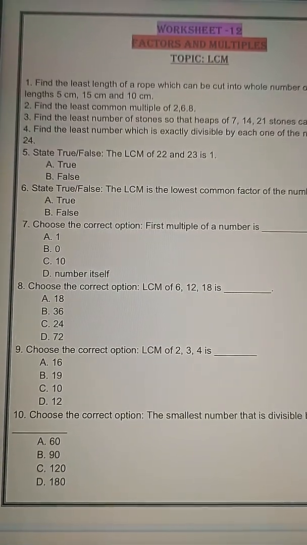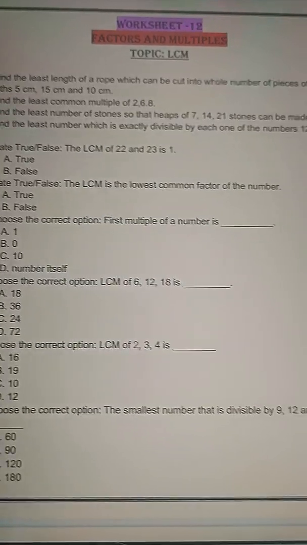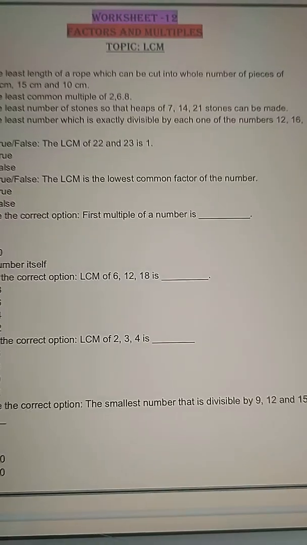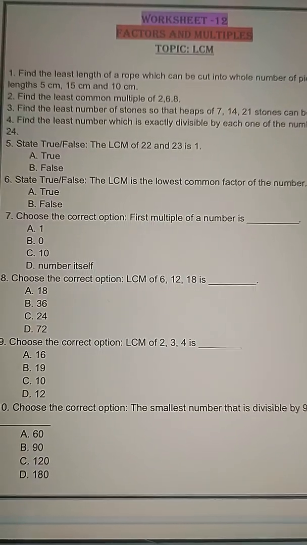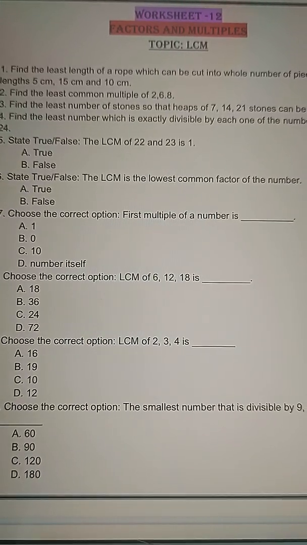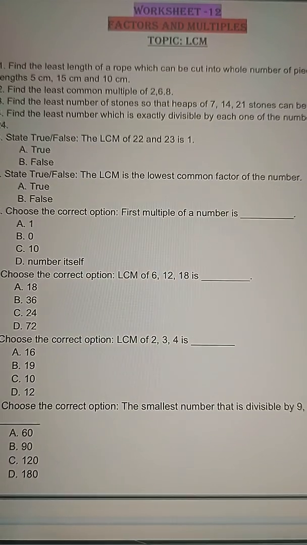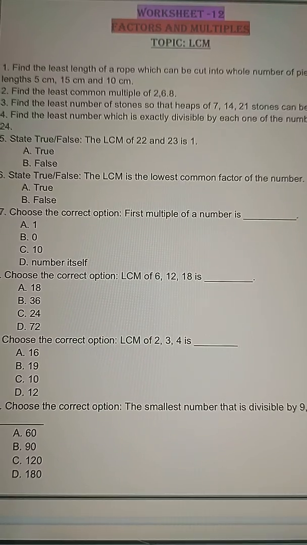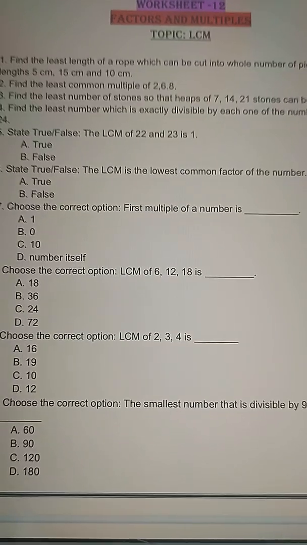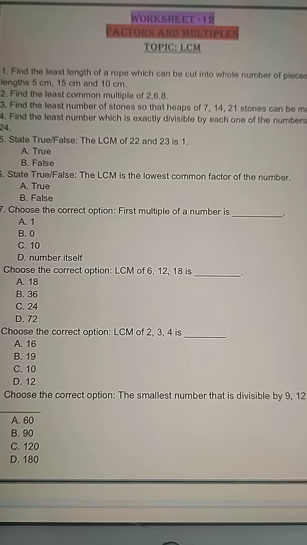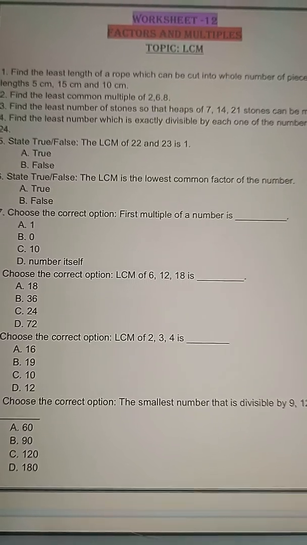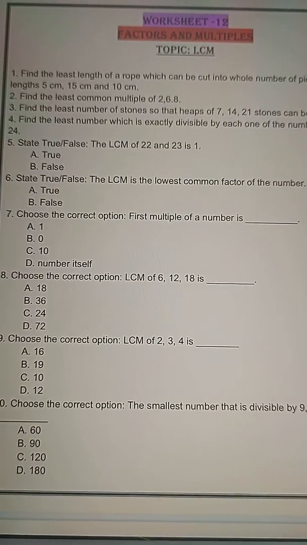Find the least number of stones so that heaps of 7, 14, 21 stones can be made. So here you have to find the least number of stones. Again you have to find the LCM. The first heap is 7, the second group is 14, and the third one is 21. Again here also you have to make the statement, and you can find the LCM.